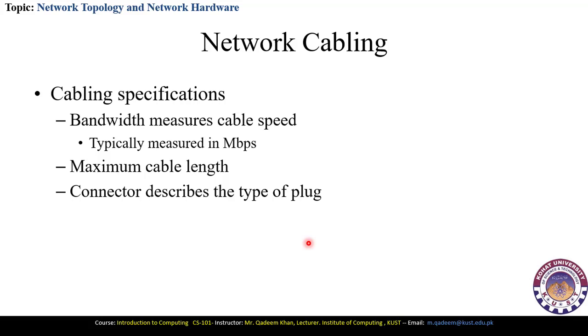This is the network cabling specification. How will we design this particular cable, and what will be our choice here? The cabling specification depends on the bandwidth measures and cable speeds. That means the speed of the cable, which is also called the bandwidth, should be used as a basic criterion for selecting the cables, and is typically measured in megabits per second. In the next slide, we will show you how megabits are represented by the cables.